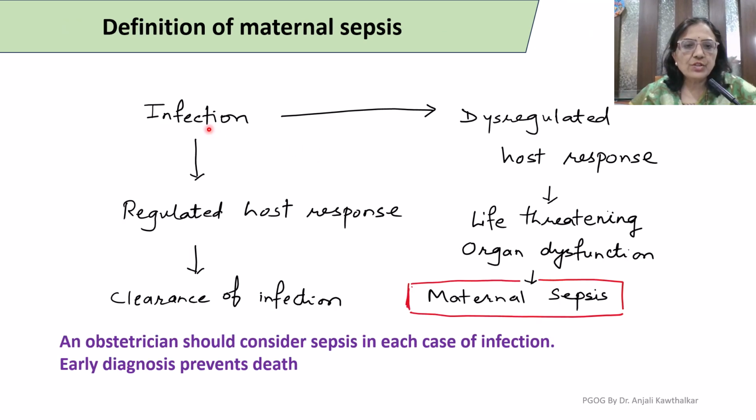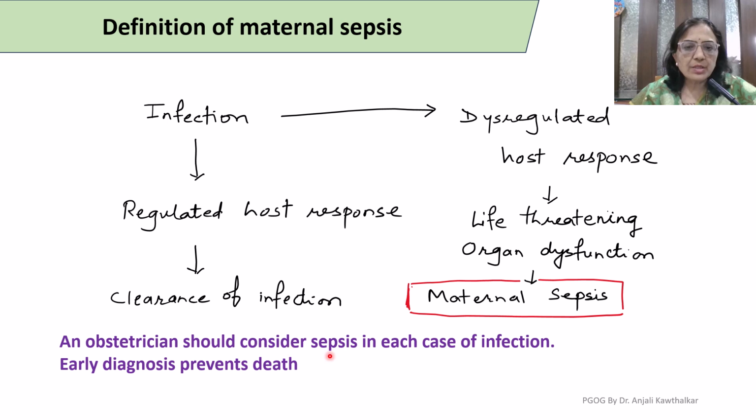So if we see the definition, with infection, if there is a regulated host response, it leads to clearance of infection. On the other hand, with the onset of infection, especially during pregnancy, childbirth, or post-abortion, postpartum, if there is a dysregulated host response, then it leads to life-threatening organ dysfunction. And whenever there is a life-threatening organ dysfunction along with underlying infection, then we call it a case of maternal sepsis.